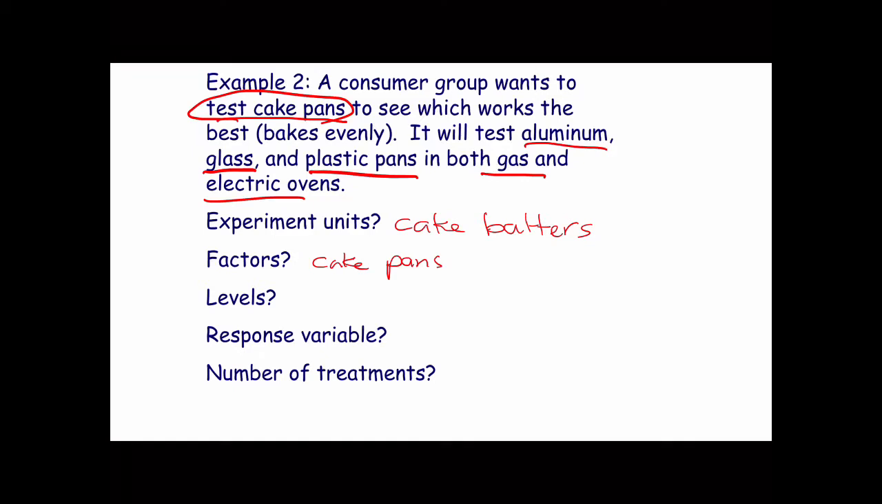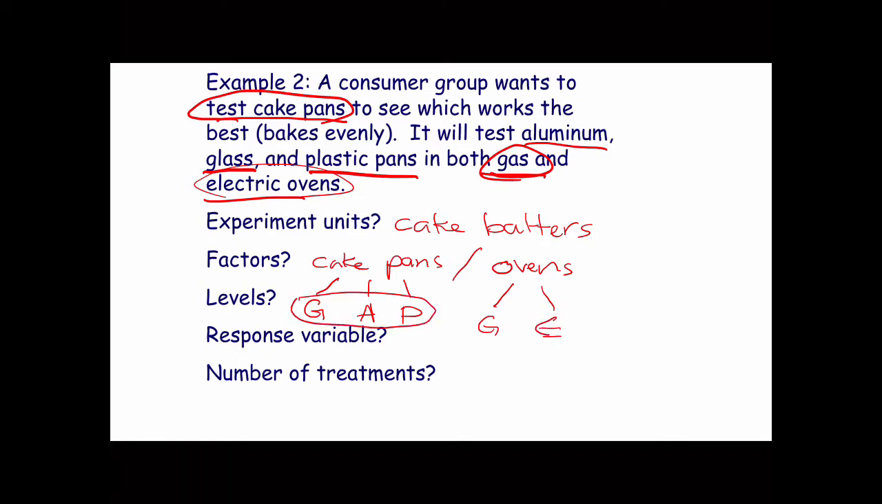But also notice they're testing it in both gas and electric ovens. So the type of oven they're putting it in is also a factor here. So now we're talking levels. If you look at how many types of cake pans they're testing, there are 3 different types: we have the glass, the aluminum, and the plastic. Plastic is almost a joke. And in the ovens, we have gas and we have electric. So there's basically 3 different levels of cake pans and 2 different levels of ovens.